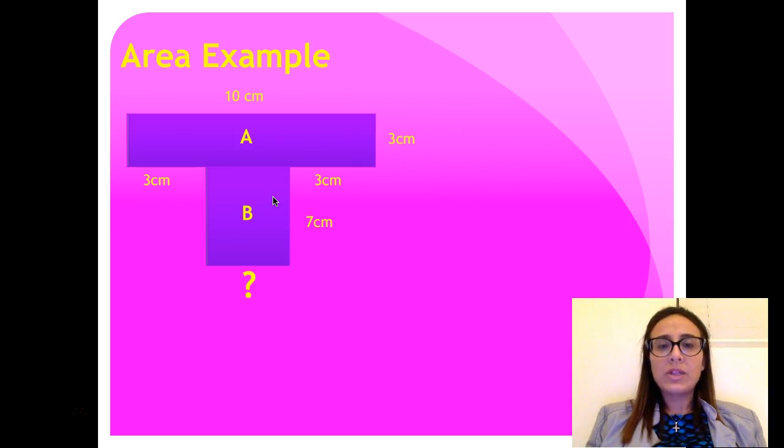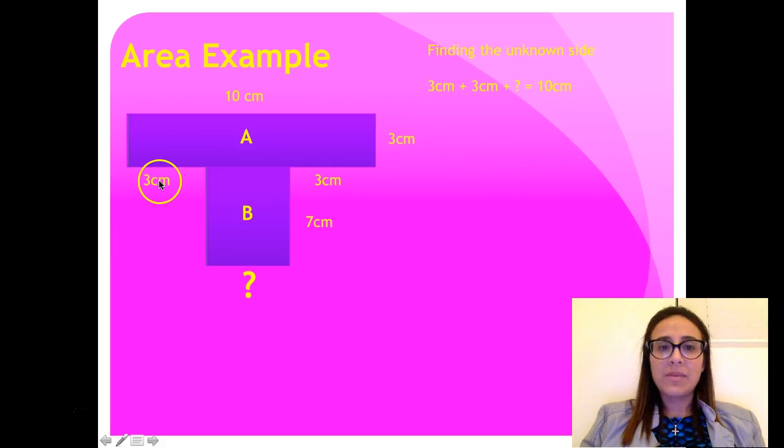But before we can do that, we have a side that is unknown. Now we know that from this point to this point it's 10 centimetres. We know that this point to this point is 3 centimetres. This point to this point is 3 centimetres. But what is this part of the shape? How do we find that out?